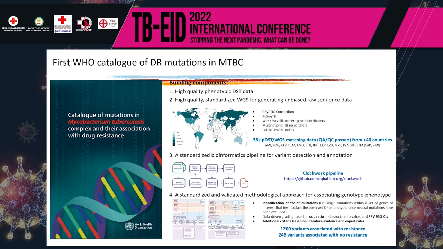The result is the identification of more than 1,200 variants associated with resistance to first and second line drugs with high level of confidence. And in addition, 246 variants that are not associated with resistance. The scoring based on confidence parameters allows us to identify and resolve the cases of discrepancies between phenotype and genotype.